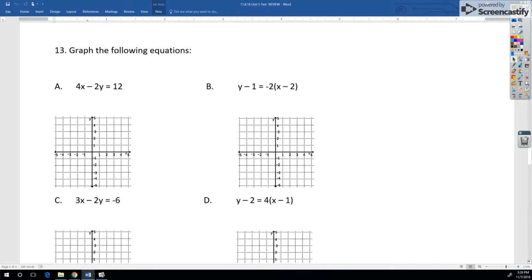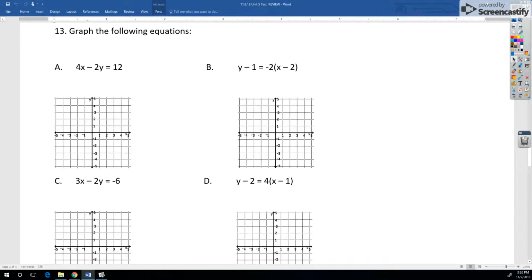Okay, we are going to graph. So you'll notice that A and C are both in standard form. So I can graph it by using x and y intercepts, or I can graph it by solving for y and putting it into slope intercept form. It's up to you. I'll do x and y intercepts on the first one, and then I'll convert it to slope intercept form on that one. So to find x and y intercepts, I plug in a 0. 4x equals 12. So x is 3. Plug in a 0. Divide by -2. So y is -6.